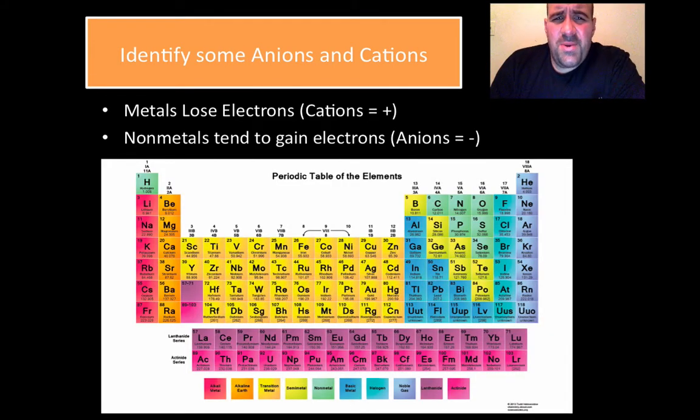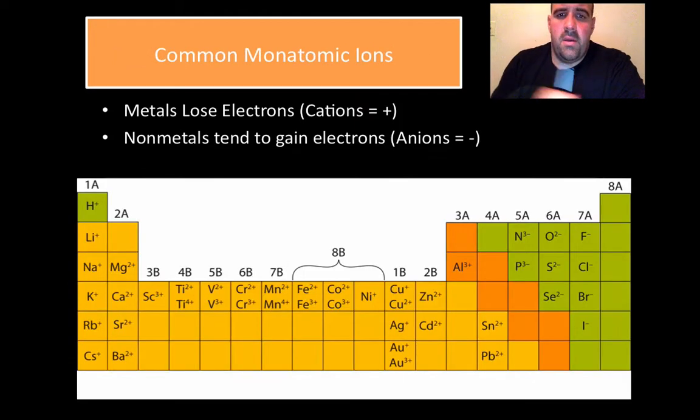So the first thing we want to do is identify some anions and cations. Recall that metals, everything on the left on the periodic table, the left of the stair-step line, form cations. They lose electrons and they have a positive charge. Nonmetals are going to gain electrons, and we call those anions, and they're going to have a negative charge. And this is a very nice graphic of that, and it breaks the periodic table down. You can tell that it's broken down by columns.